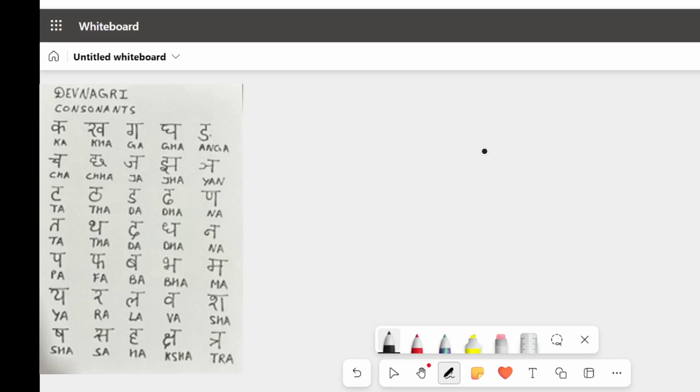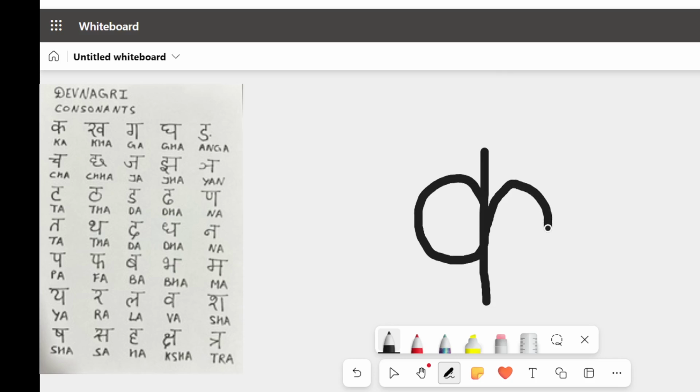K. To write this one, start by drawing a straight line. Half a circle is drawn on one side. This is taken over to the other side and brought down like this. And then a line is put on the top from left to right. This is how K is written.